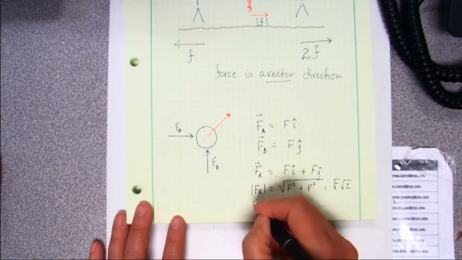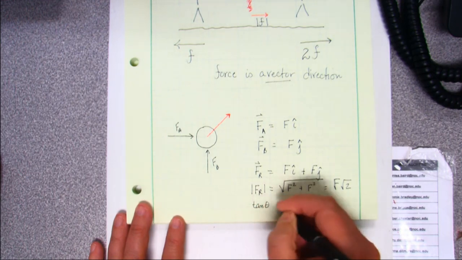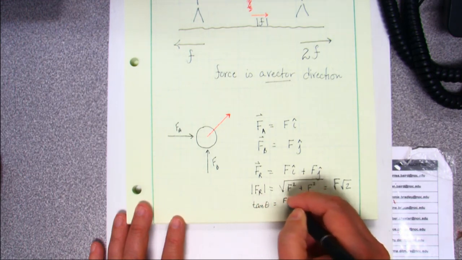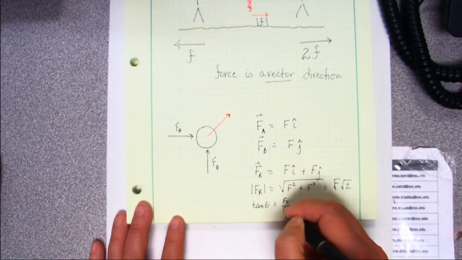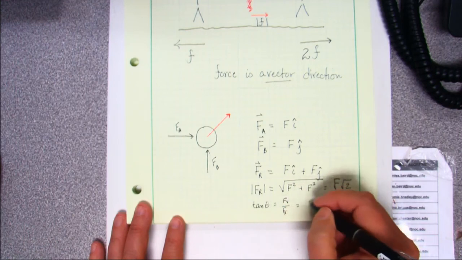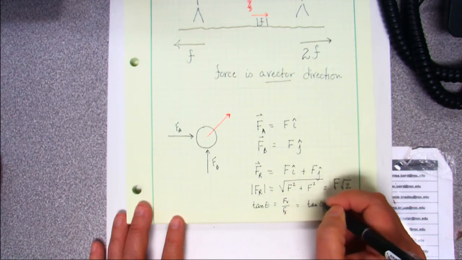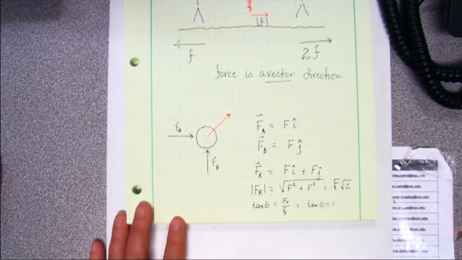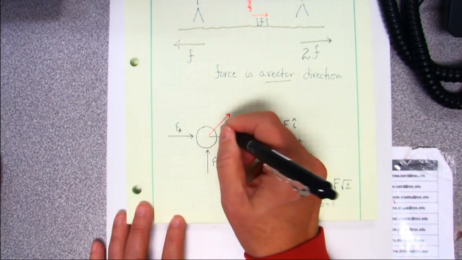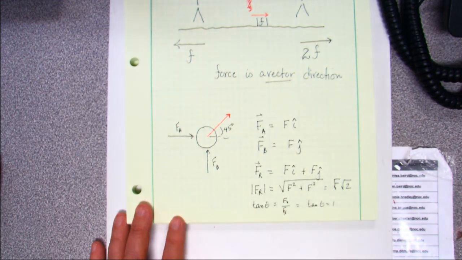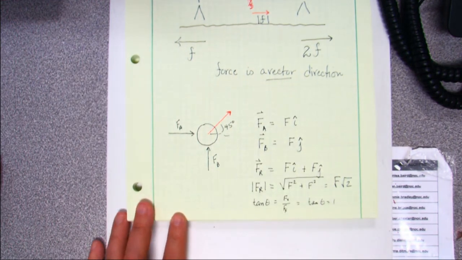And we know that the tangent of the angle is going to be my y component over my x component. So I'm going to end up with the tangent of 1, and it's ultimately going to tell me that that's a 45-degree angle. So we're going to be able to add our vectors and add our forces just like we've done with our vectors, which is why I spent so much time on vectors.